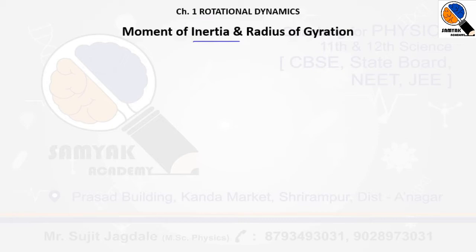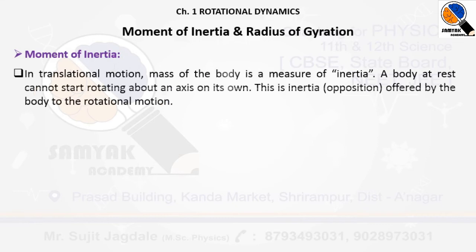Now here we have to consider moment of inertia. As we know that in translational motion, mass of a body is the measure of inertia. That means which provides the opposition. That means mass is the measure of inertia which is providing opposition. When a body is at rest, then it cannot start on its own. That means it cannot rotate on its own because there is some opposition to that motion. Okay.